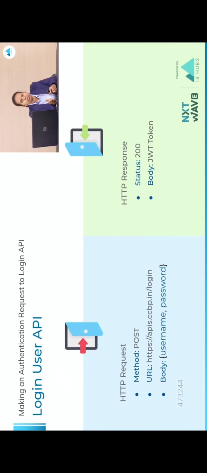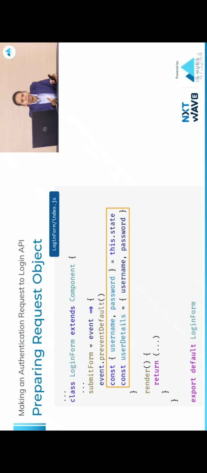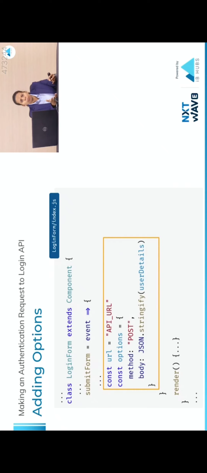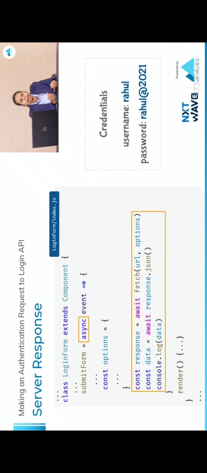For this, as a response, in case of success, the JWT token will be sent. So now let's write the steps involved. Firstly, in the submit, we have to access the username and password from the state. With this we have the user details. Now we have to make an API call. For this, firstly we have to set the URL, and also the options. We have to send the URL and the options to the fetch. In the options, you can see the method is post, and in the body we are sending the user details by stringifying it.